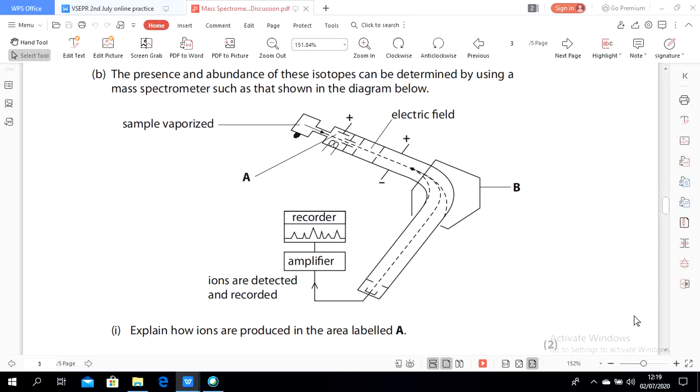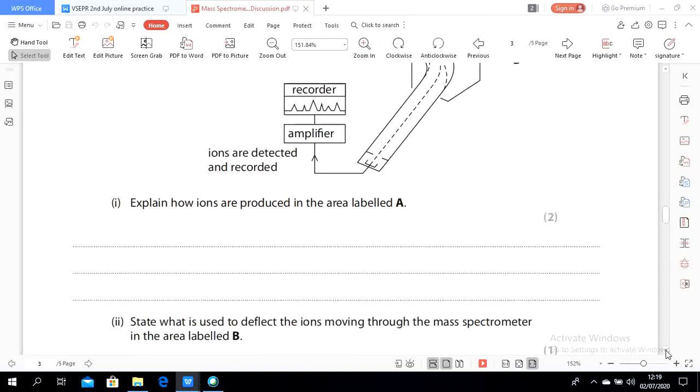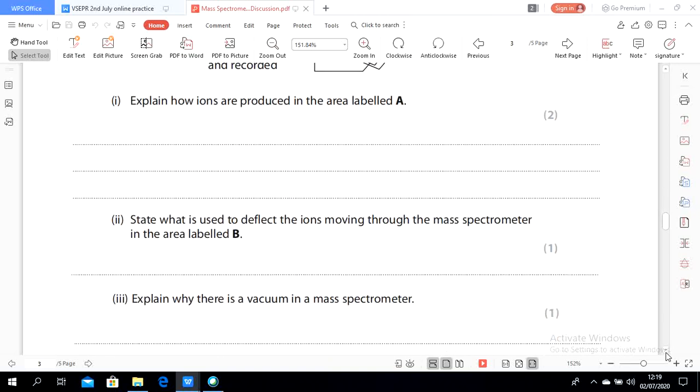And then next, state what is used to deflect the ions moving through the mass spectrometer in the area labeled B. It is the magnetic field or electromagnet.